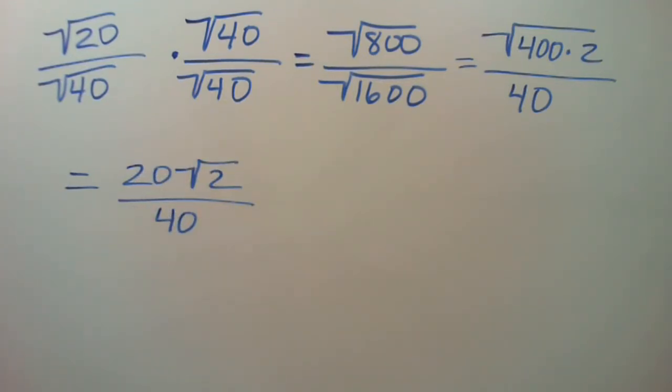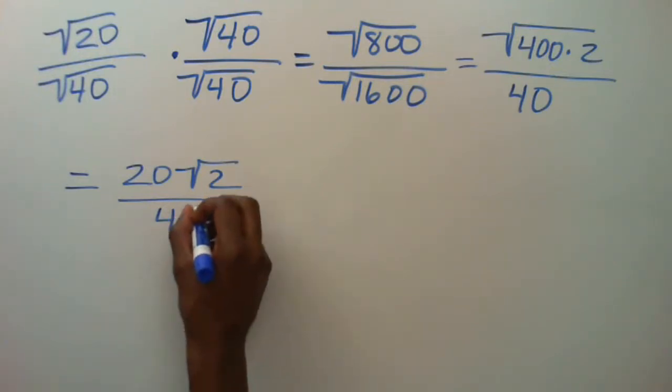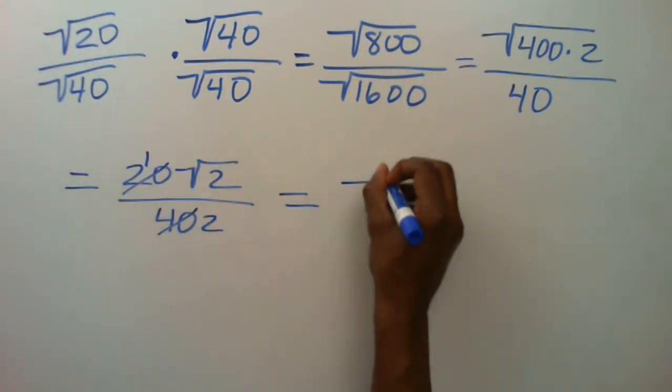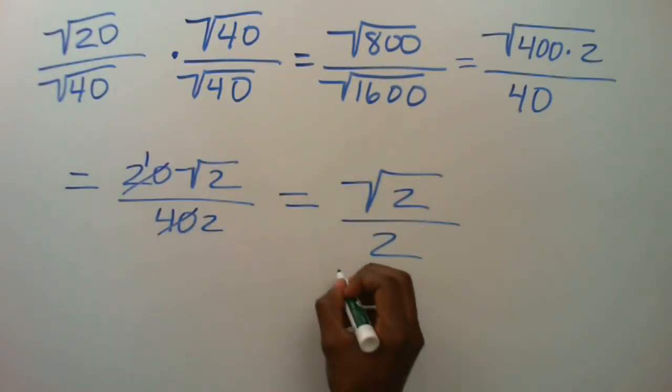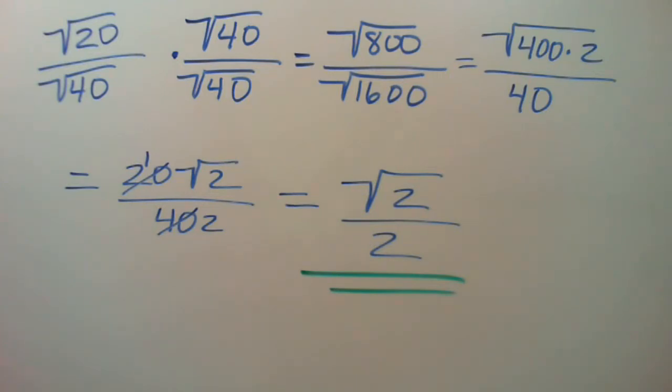Once the numerator and the denominator are reduced, we are left with the fraction 20 times the square root of 2 over 40. We can further reduce this fraction because the 20 in the numerator and the 40 in the denominator reduce to 1 over 2, or 1/2. Giving us the square root of 2 over 2 as the answer.